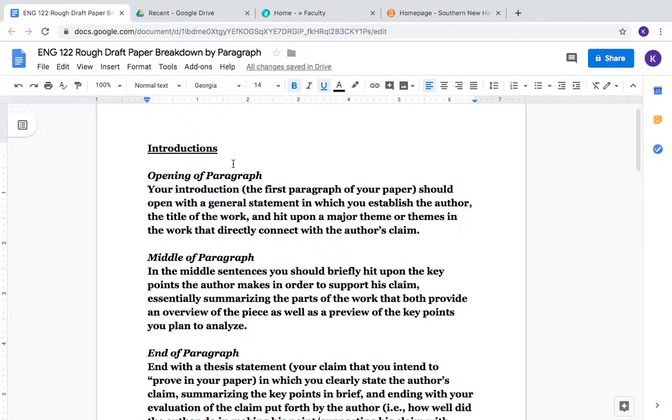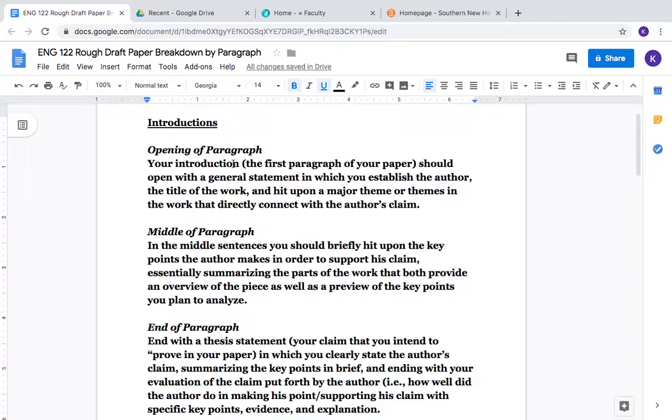So the first paragraph of your paper, of course, is your introduction. Longer papers, 15, 20 plus pages, you're likely to have multiple paragraphs for your intro because your intro lays the groundwork. It provides the reader with a preview of what they can expect in your paper. And so longer papers obviously need a more extended preview. For this paper, you'll likely just need one paragraph.